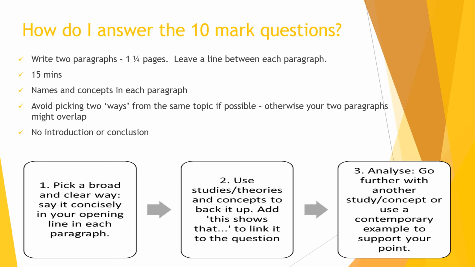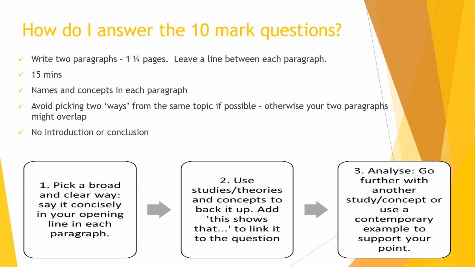So what do you need to do to answer them? You're writing about a page and a quarter. Leave a line between each paragraph. Make it clear where point 1 is and point 2 is. You spend 15 minutes on this question altogether. You want to include names and concepts in every paragraph. Make it conceptual, make it sociological.